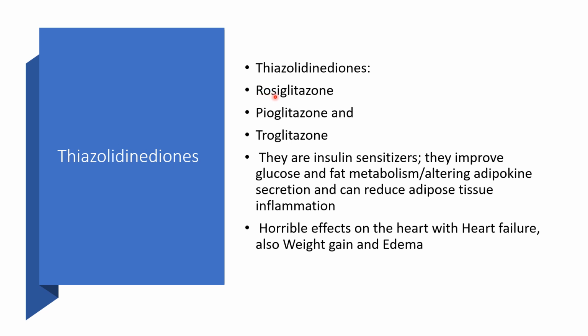Thiazolidinediones. Examples here will be rosiglitazone, pioglitazone, troglitazone. All these, the three of them, are insulin sensitizers. They improve glucose and fat metabolism, and they can alter adipokine secretion and can also reduce adipose tissue inflammation. They, however, have horrible effects on the heart, leading to heart failure, and they can also increase the weight and produce edema.